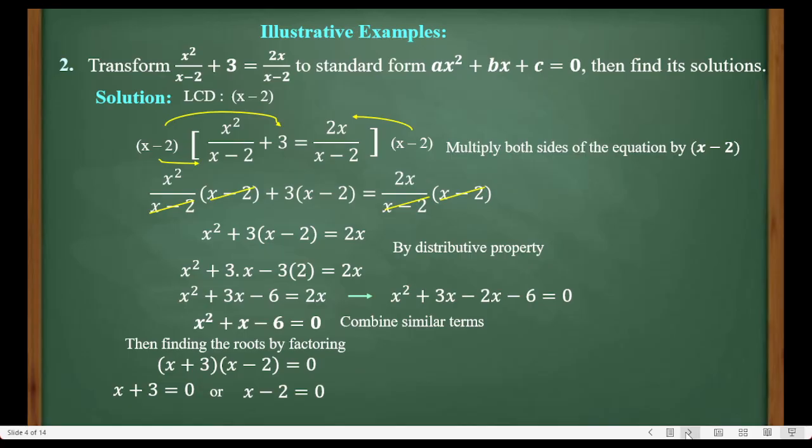And the solutions are, for the first equation, x is equal to negative 3. And for the second equation, x is equal to 2. Therefore, the solution or roots to this given equation, the original rational equation, are negative 3 and positive 2.